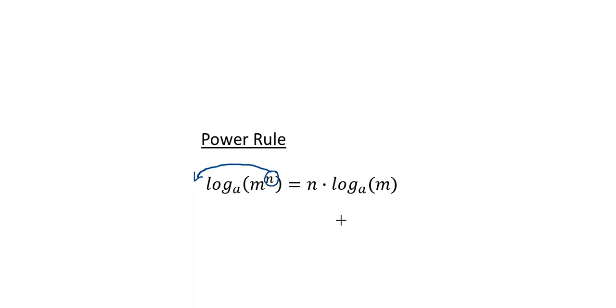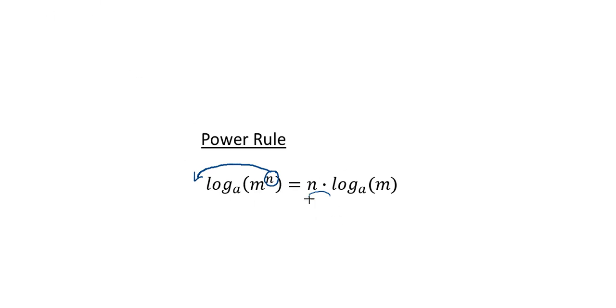So I think it's just a neat rule. You can take an exponent that's stuck in the air and bring it down to ground level by multiplying it in front of the logarithm. So this becomes n times log base a of m. That's called the power rule. It also works in reverse.